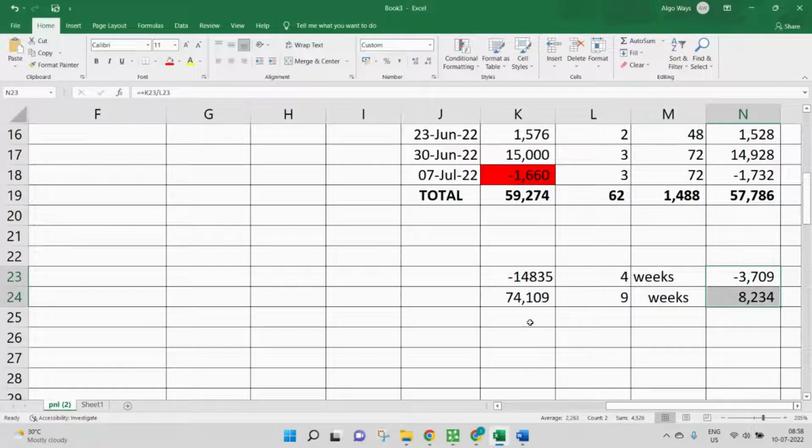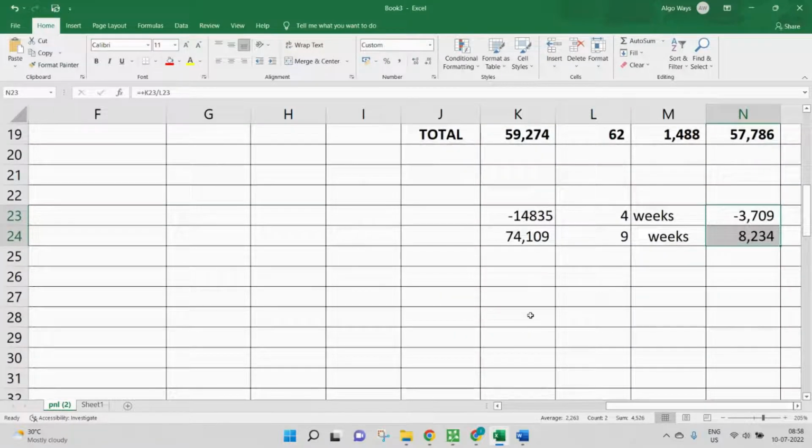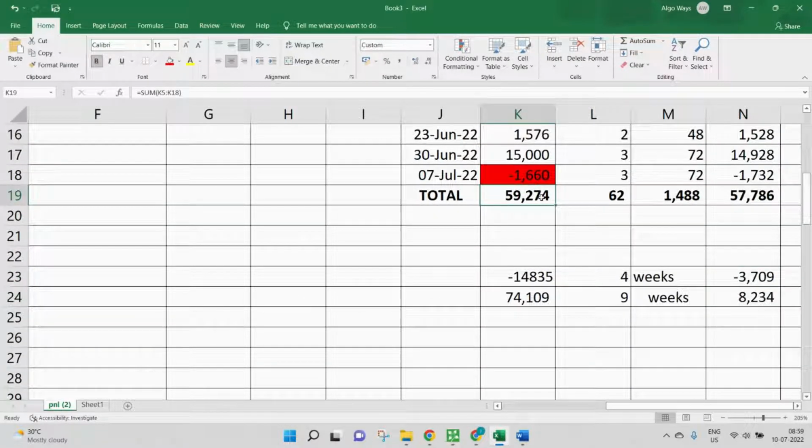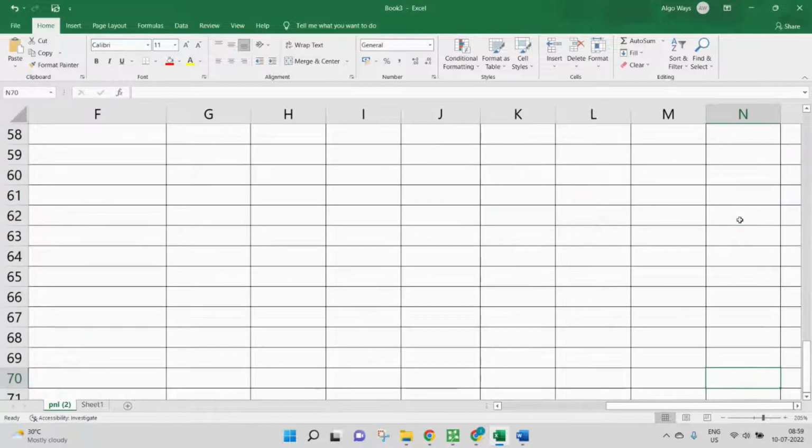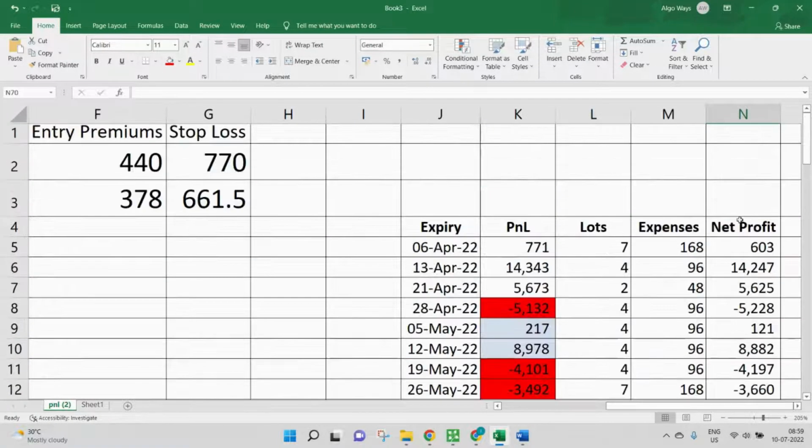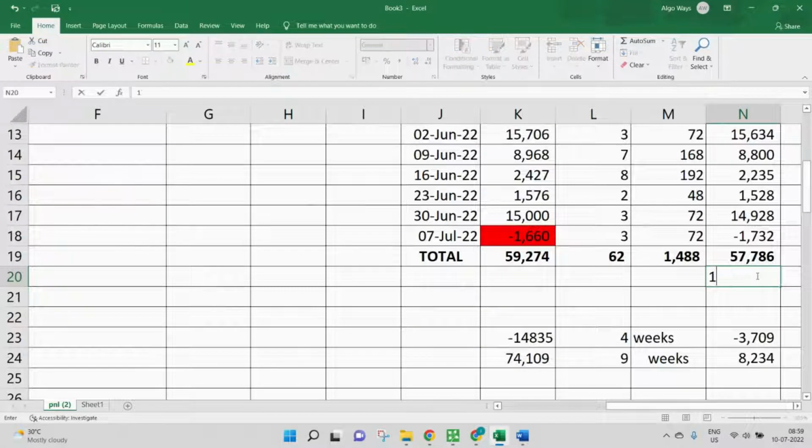Right. So if you see, in 3 months we got a return of 59,274 on gross basis and 57,786 on net basis on a capital of 175,000. So roughly how much percentage did we get in 3 months? Around 33%, which makes it around 11% return on average per month. Okay, which is not bad actually. It's on net basis.